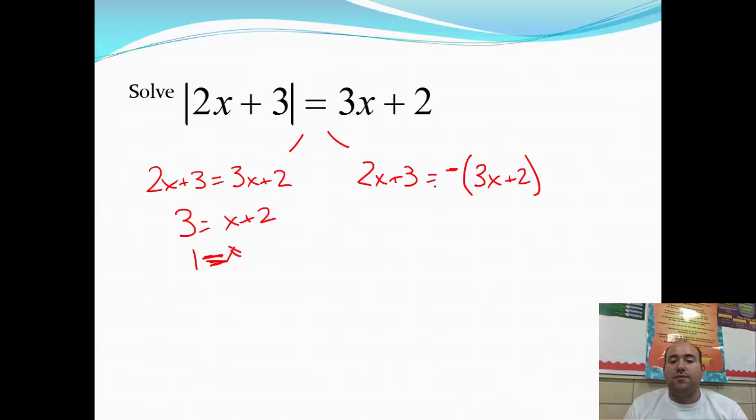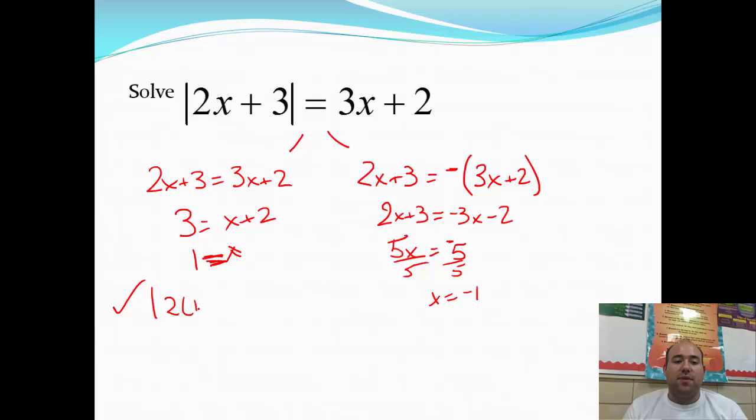X is 1. All right, let's go to the right side. We'll distribute our negative sign. Negative 5, divide by 5. X is negative 1. So we have 1 and negative 1, but let's check them to see if they work.